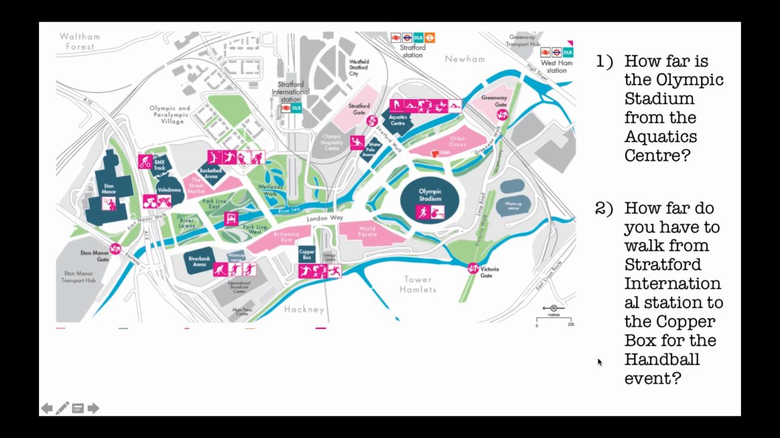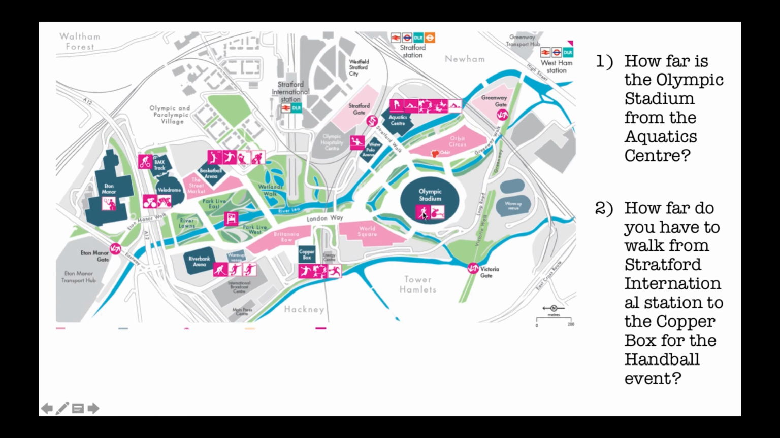Okay, so I have a quick map task here. You have 2 questions. Number 1, how far is the Olympic Stadium from the Aquatic Centre? So this is a map of the Olympic Village. And so you need to find how far the Olympic Stadium is from the Aquatic Centre, and how far do you have to walk from Stratford International Station to the Copper Box for the handball event. If you haven't noticed, there is a scale just here. It's telling me that that length there is 200 metres.